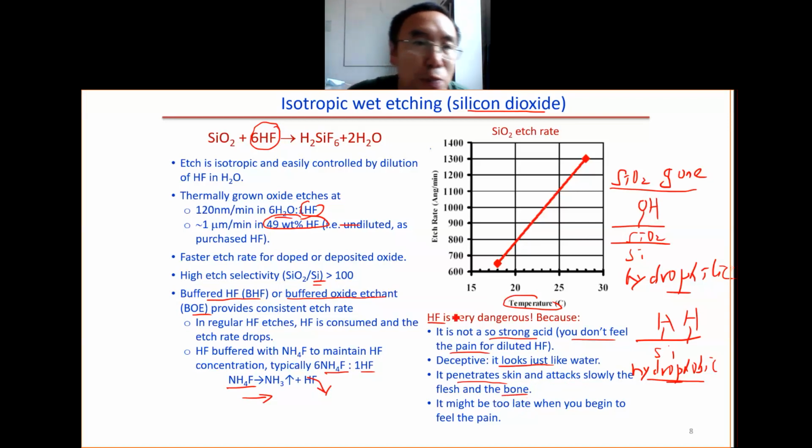But this is more dangerous. People think sulfuric acid is dangerous, but that only burns the skin, and you can feel it. When you feel it, you will run away, so you can minimize the burning of the skin. But for the HF, it can corrode the bone, so it's more dangerous.